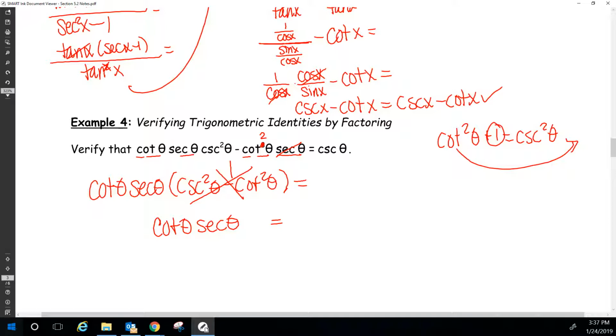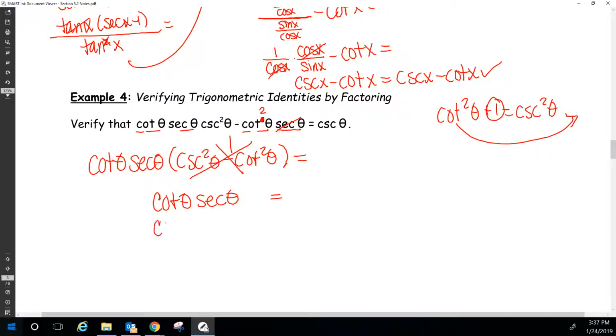And now we're going to try to simplify it. Remember, we're trying to get to cosecant theta. I don't have anything else to do here except to put it into sines and cosines. So cotangent is cosine theta over sine theta. Secant theta is 1 over cosine theta. Unfortunately, something cancels out here. We're left with 1 over sine theta. That's going to be cosecant theta.